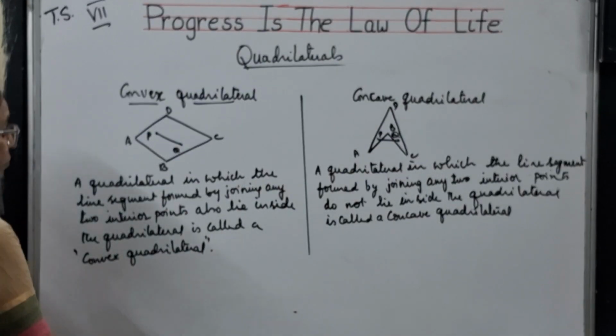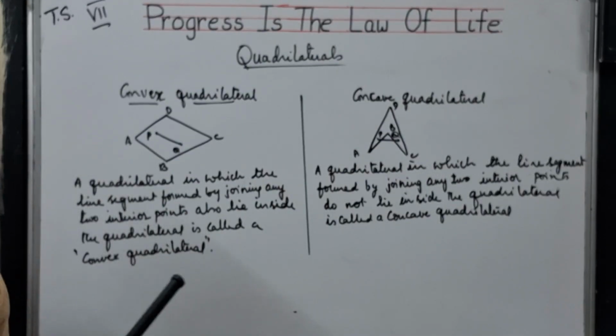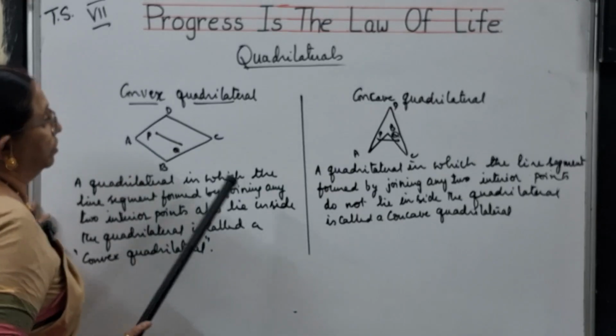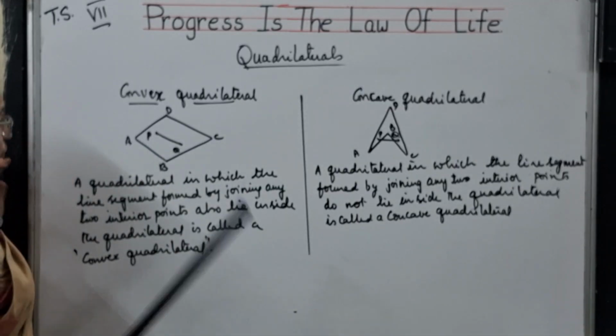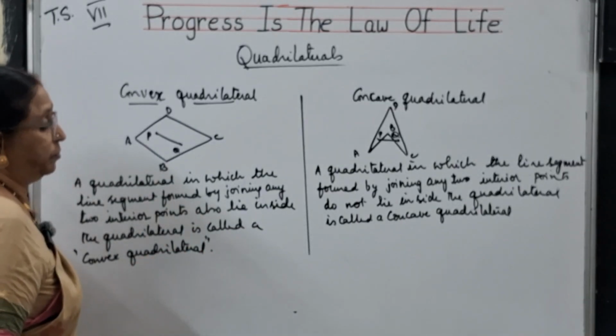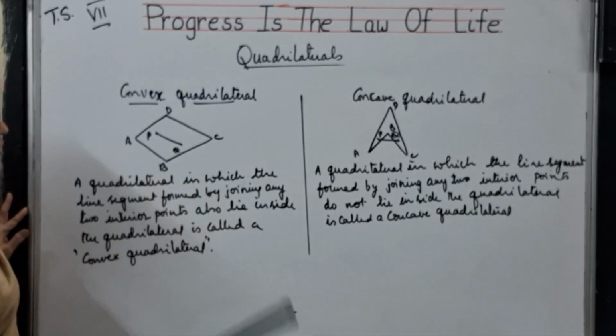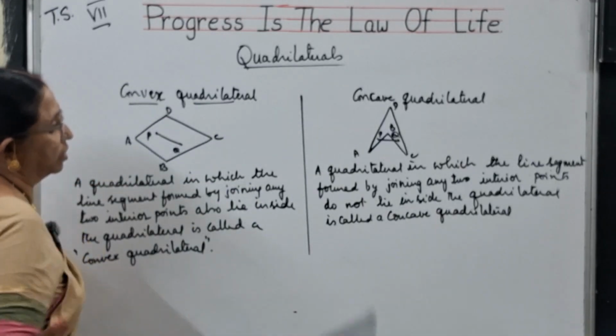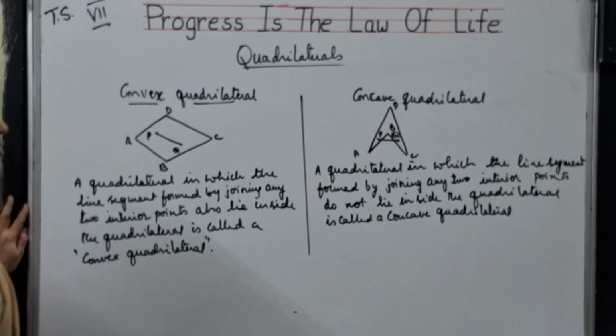Now, children, the next one is different types of quadrilaterals. Of course, based on the line segment, two types are given here. The other types we are going to discuss afterwards. But convex quadrilateral, concave quadrilateral. So, what is the difference between these two? Let us discuss it.